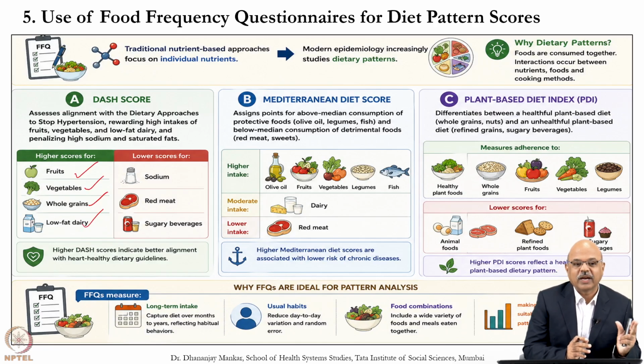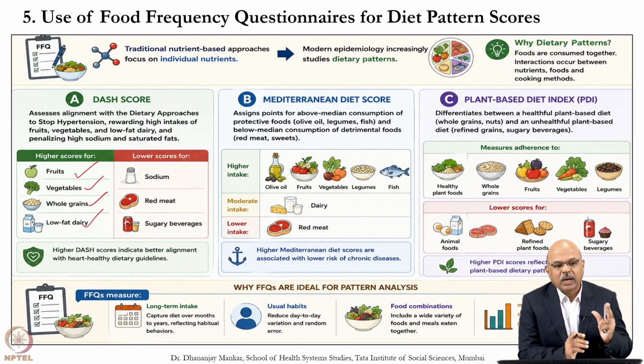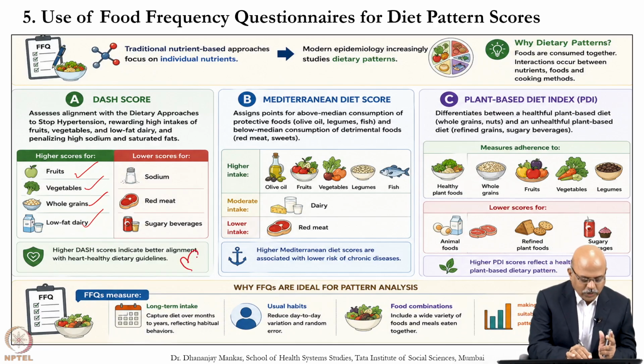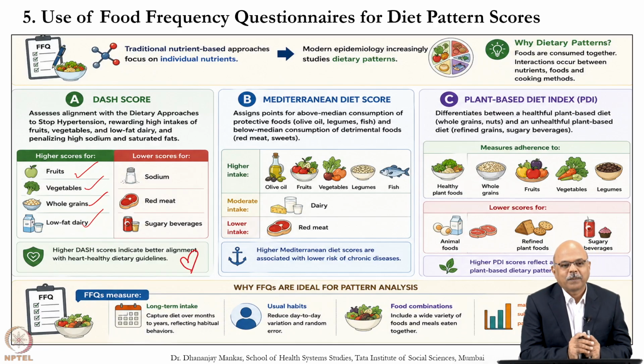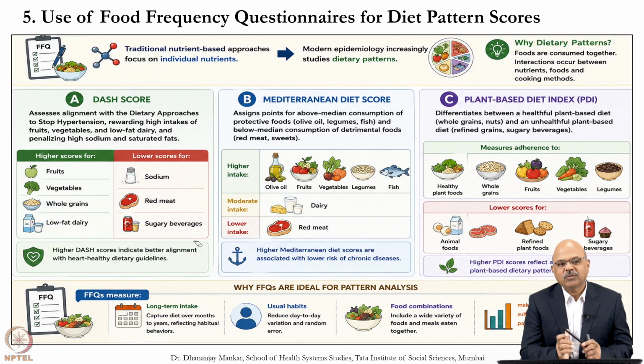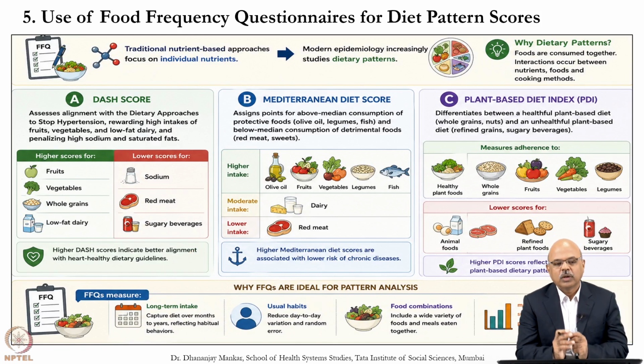Higher DASH scores indicate better alignment with heart healthy dietary guidelines and you may have your heart functioning better. Lower scores go for sodium, red meat, sugary beverages and alcohol. So the DASH scores give higher scores and lower scores for foods according to the health dietary guidelines.